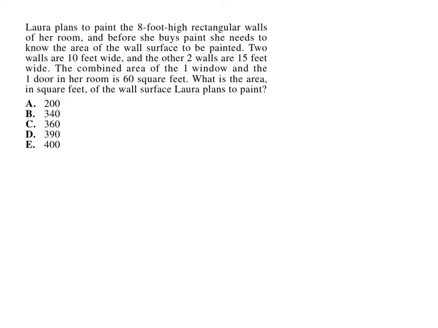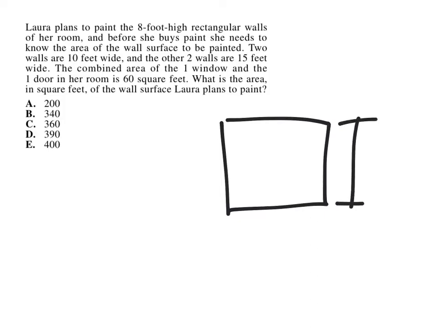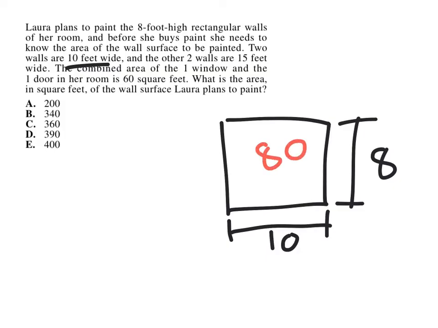So we know the height of all of her walls. They're all 8 feet high. So on the opposite set of walls here, we've got an 8-foot height. And we know the first set is 10 feet wide. So those walls are going to have 80 square feet in those. And there are 2 of these.